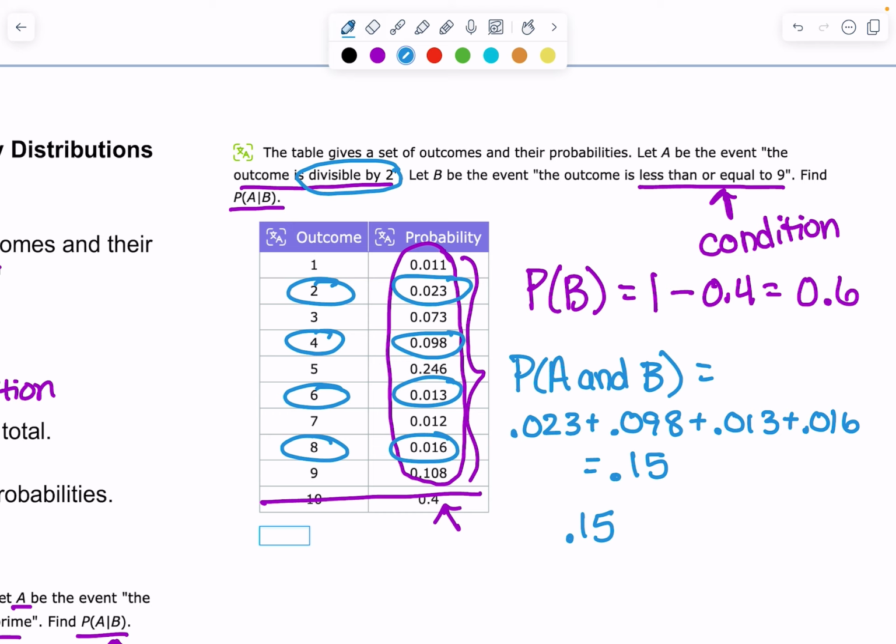My probability of A and B divided by just my probability of B gives us 0.25, and that would be our answer over here.